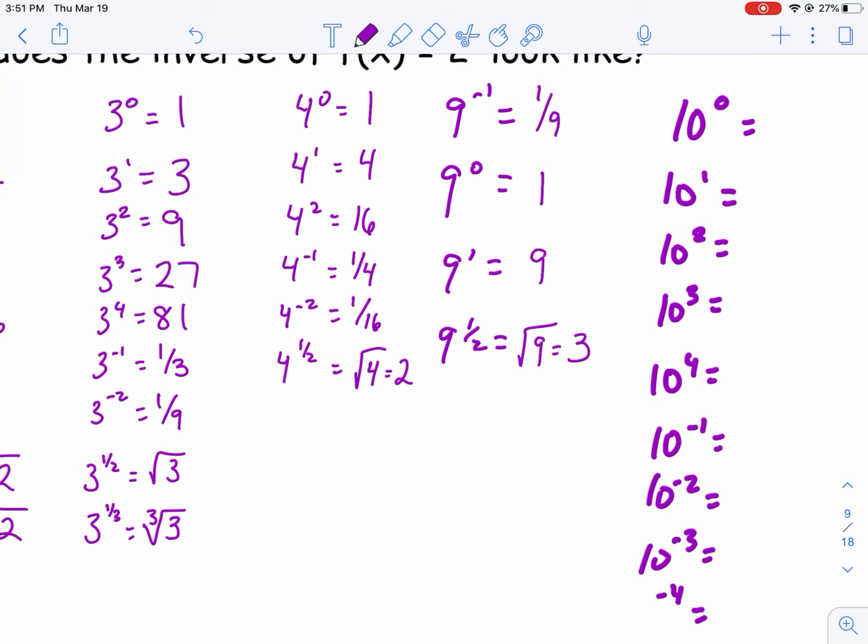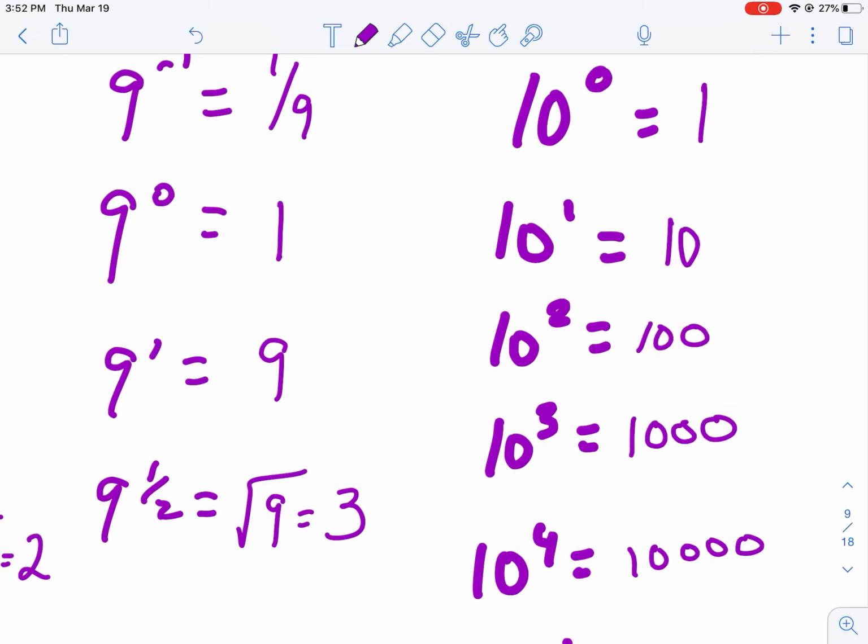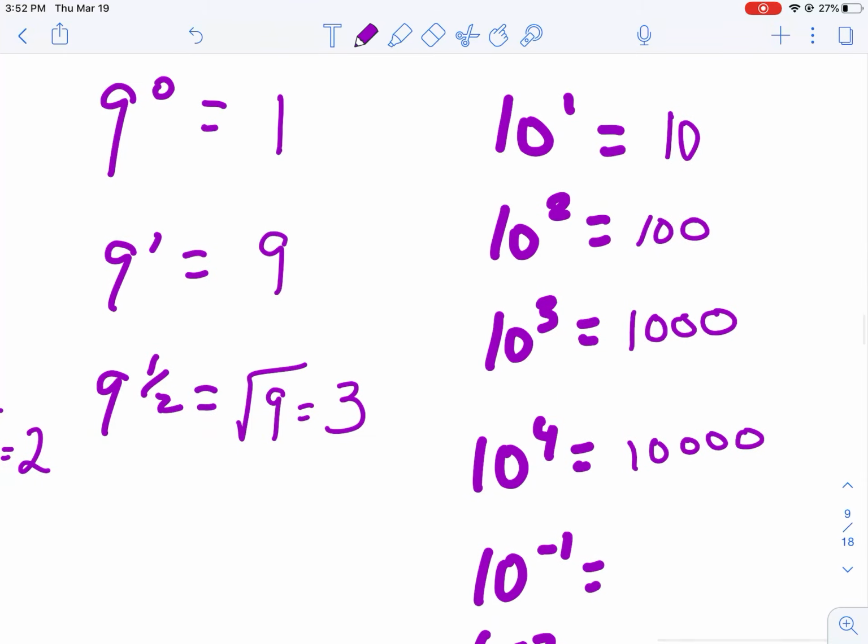All right, let's take a look at 10. It shows 10 because 10 has an interesting property that happens with it. So let's take a look at this. 10 to the 0, anything to 0 is 1. 10 to the first is 10. 10 times 10, 10 squared is 100. 10 cubed is 1,000. 10 to the fourth is 10,000.